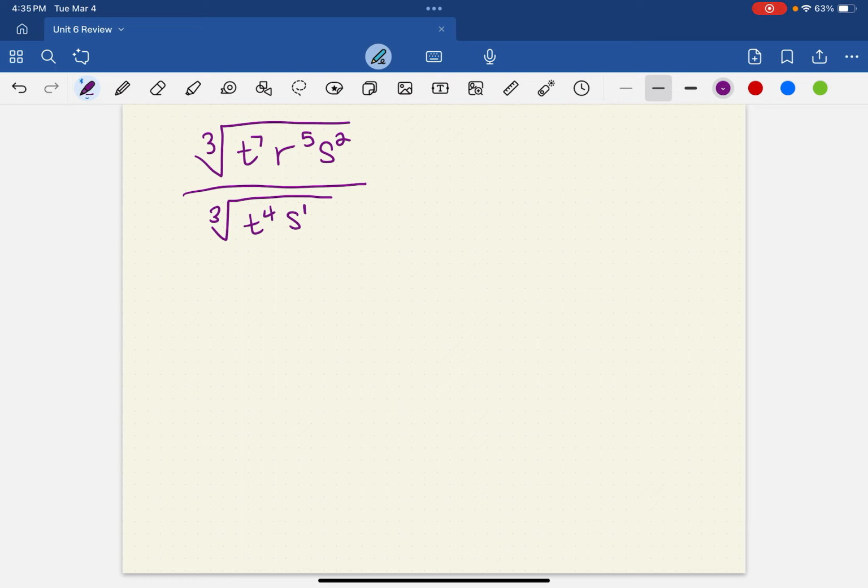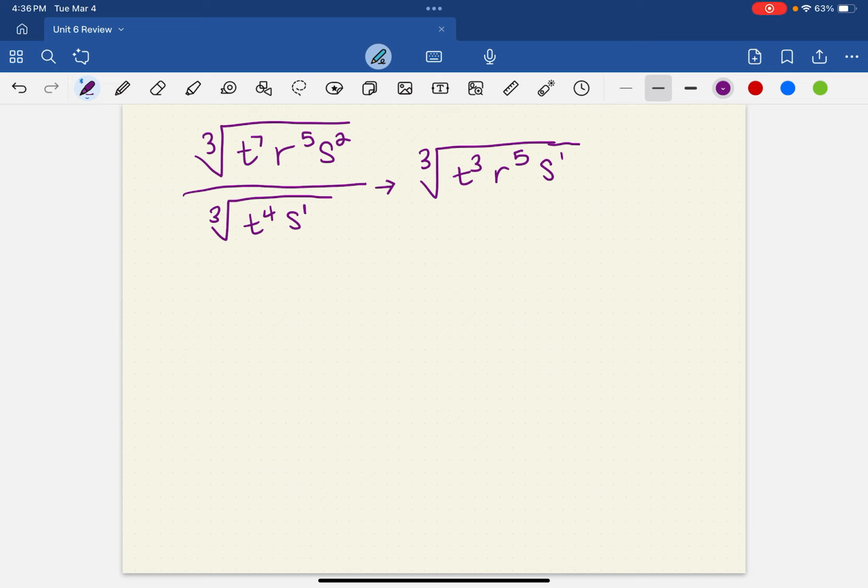Okay, so let's go ahead and simplify. Remember, when I am simplifying, I am just subtracting exponents here because it is a fraction. And the only time I can divide out or subtract exponents is when I have the same index. These are both 3, so I'm going to go ahead and cube root. So I have T^7 and T^4 make T^3, because 7 minus 4 is 3. R^5 is just going to hang out. And then S^2 and S^1 make S^1.